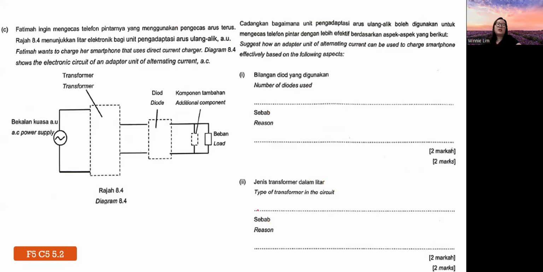Fatima wants to charge her smartphone that uses direct current. This diagram shows the electronic circuit of an adapter unit for alternating current, AC. So how many diodes are used? Of course, when you learn, you learn half wave using 1 diode and full wave using 4 diodes. Generally, 2 diodes also can, but it is easier because we follow what we always learn in the textbook: 4 diodes. So why 4 diodes? Because you will produce full wave rectification.